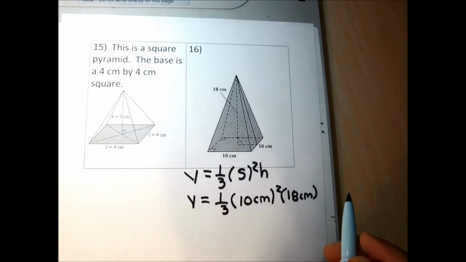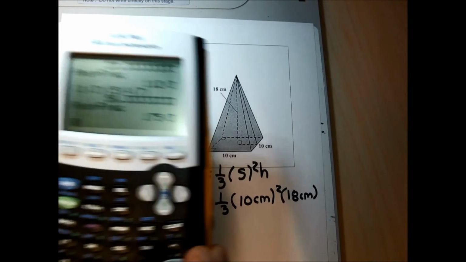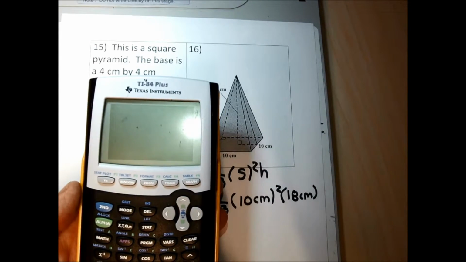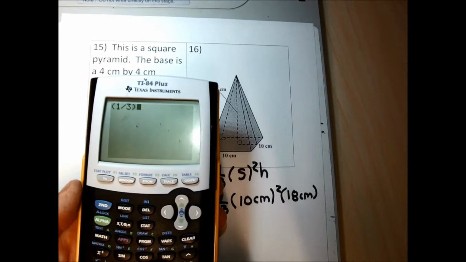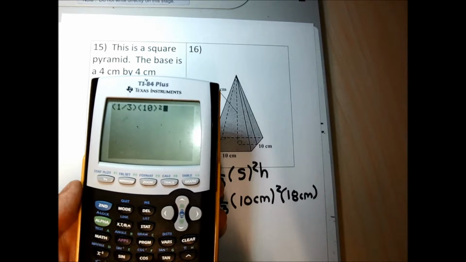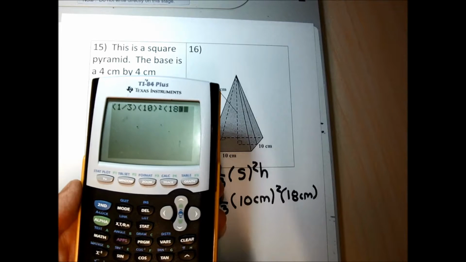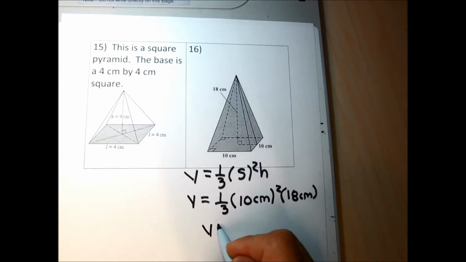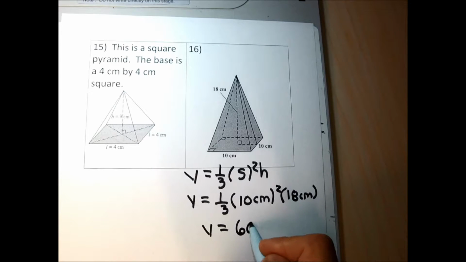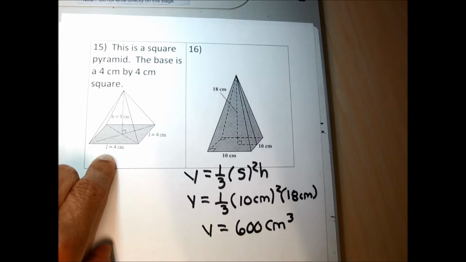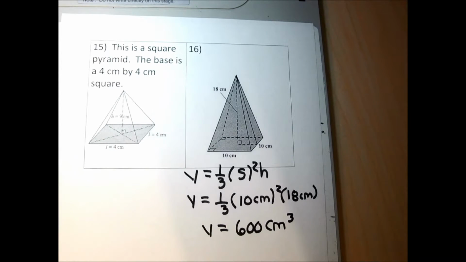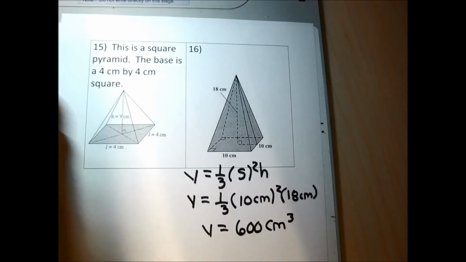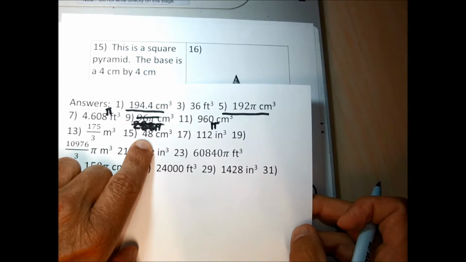You'll do something similar. And so on my calculator now, parentheses 1 divided by 3, parentheses 10 squared, parentheses 18, I get 600 for the number. And the units have to be cubic something, and since the lengths are in centimeters, it's going to be cubic centimeters. You have a square pyramid, same formula, different numbers, and your answer for problem 15 should be 48 cubic centimeters.